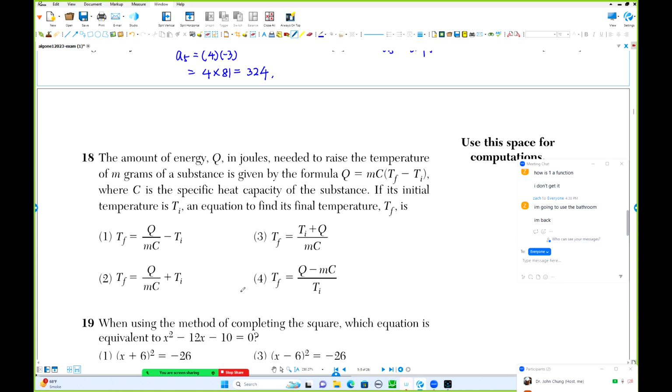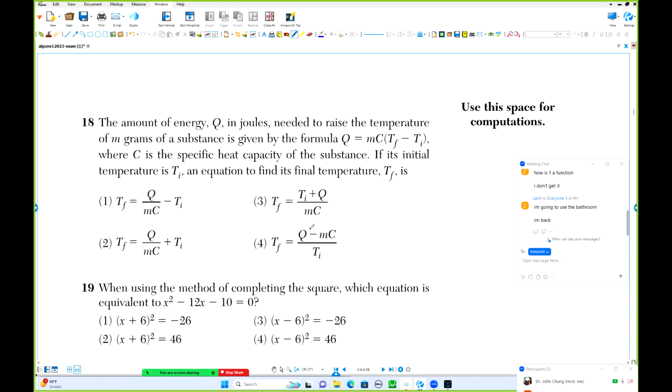All right, number 17. This is literal equations, a formula. We're going to express a specific variable in terms of other variables. We're going to express TF, so we take care of what is inside it first. Divide: Q over MC equals TF minus TI.